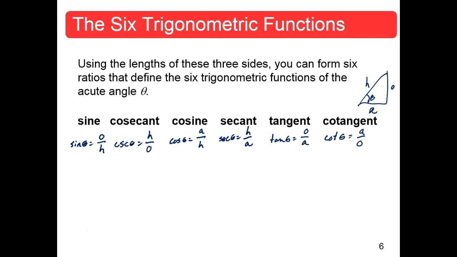I don't know how y'all are remembering things. To me, I can remember sine is opposite over hypotenuse, cosine is adjacent over hypotenuse, and tangent is opposite over adjacent. To me, that's not hard to remember.